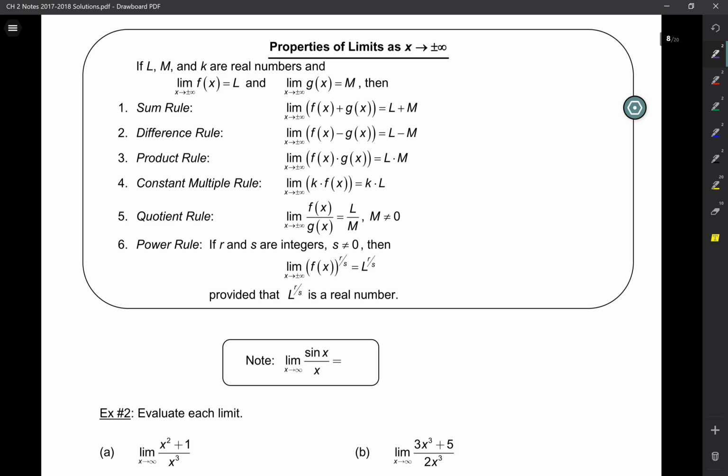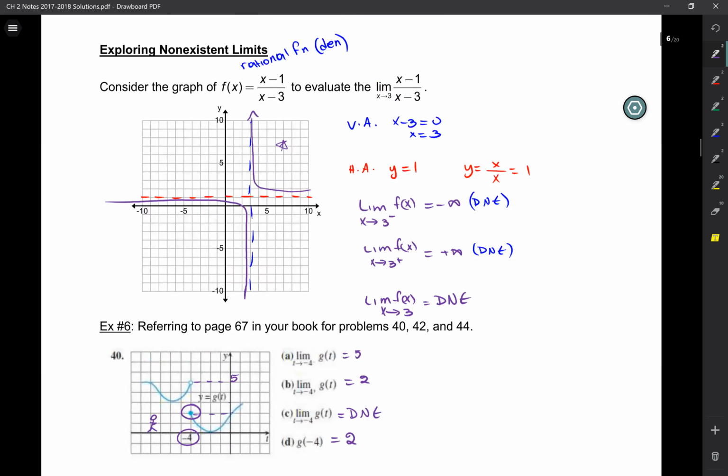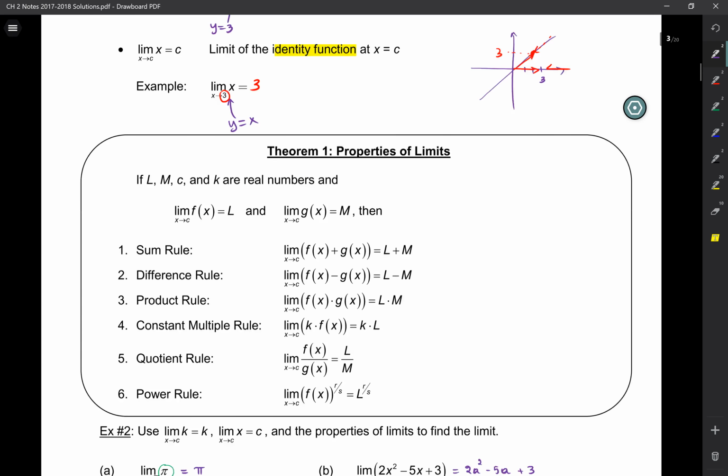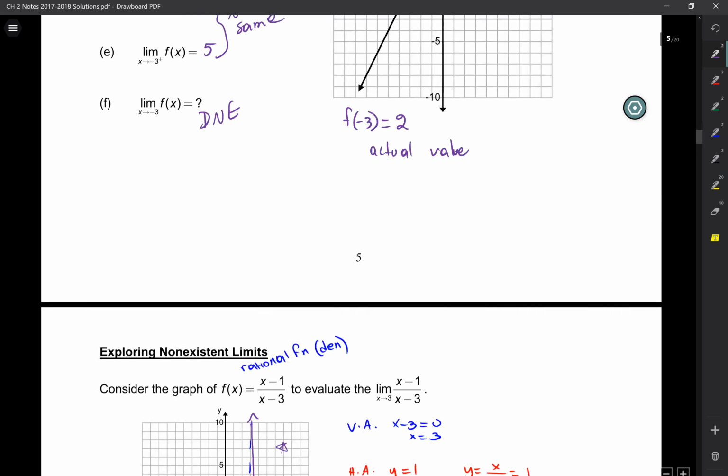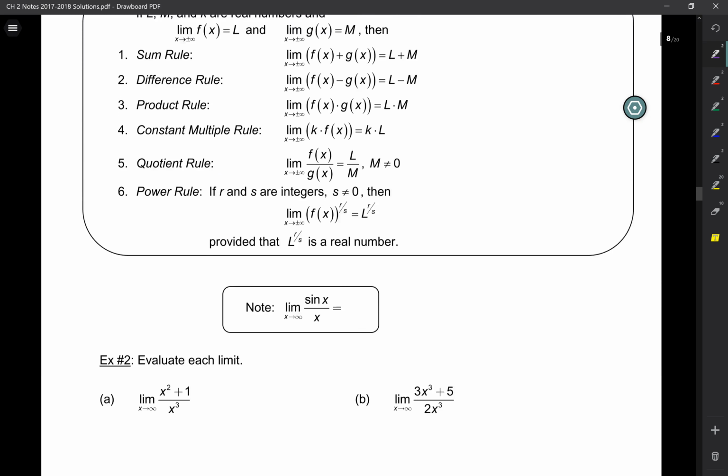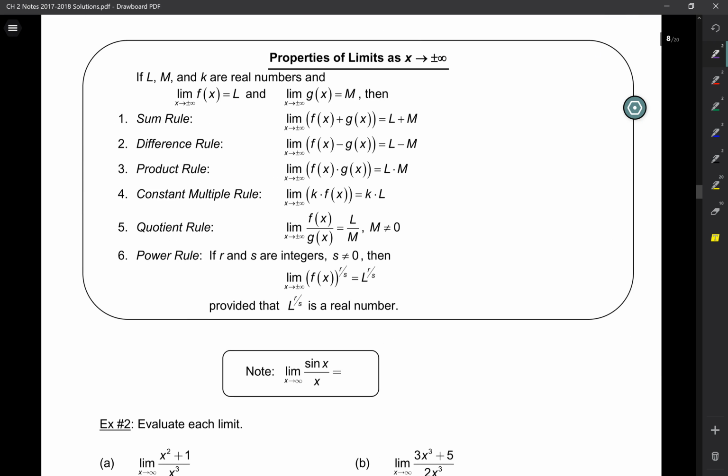So if you compare these properties with the properties that we glanced at earlier, the sum rule, the difference rule, the product rule, these were all for limits as x approaches c. And you'll see that it's pretty much the same for limits as x approaches infinity. Okay? So just like you did in the homework, for example, you remember one of the last ones that said the limit of f of x is 3. So what's the limit of f of x plus 2? You remember? All of those. So the same thing will apply here.